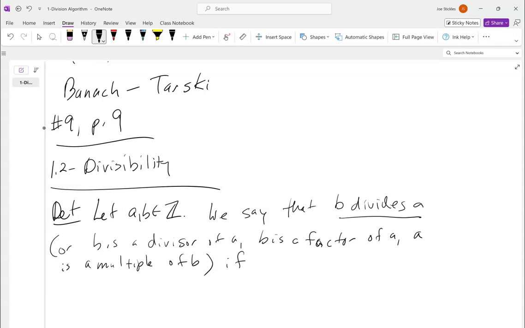They may not necessarily be integers, but in general, for integers, we don't like to write things as fractions. So I like to think about that last statement. A is a multiple of B, which gives me what the definition is. So this is if there exists an integer C such that A is equal to B times C.